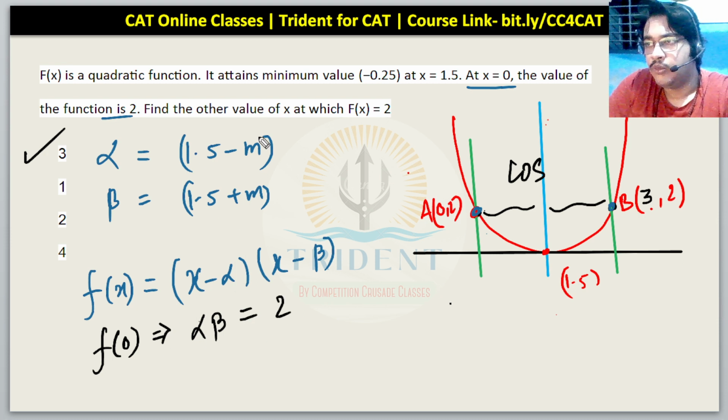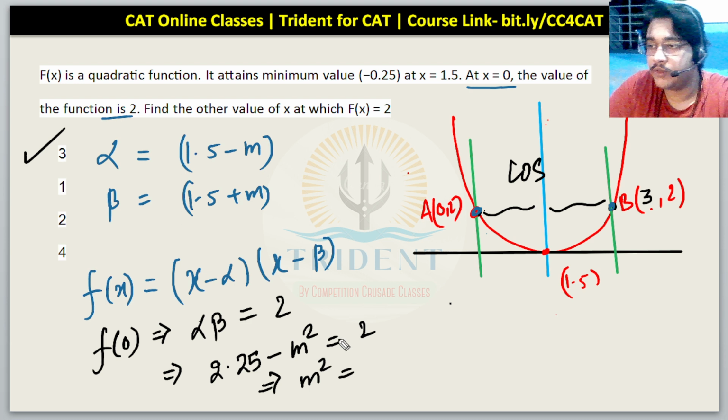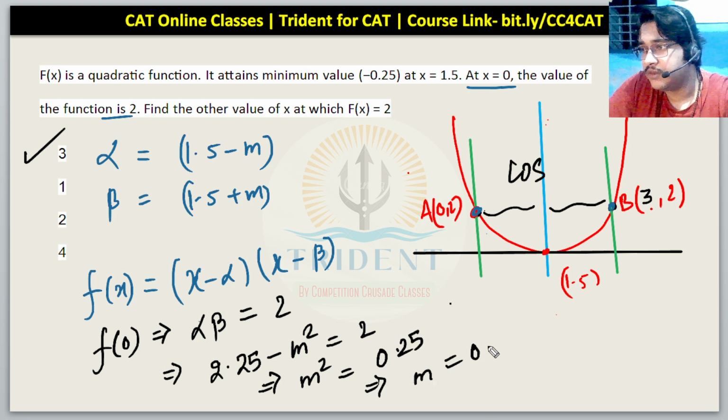Now hold on: (a plus b)(a minus b) is a squared minus b squared. I can directly write it. 1.5 squared is 2.25. So 2.25 minus m squared equals 2. This implies that m squared is equal to 2.25 minus 2, which is 0.25. This implies that m is equal to 0.5.